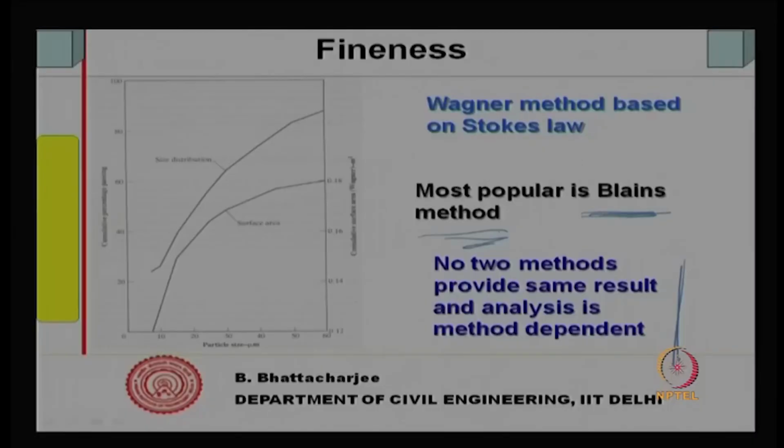If you use the same method, two cements can be compared, and you can say which cement is finer than the other. So, Blaine's method is most commonly used, because it is a very simple method and the test can be done in any laboratory without much difficulty. So, let us see Blaine's method.